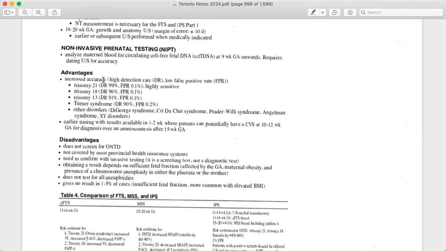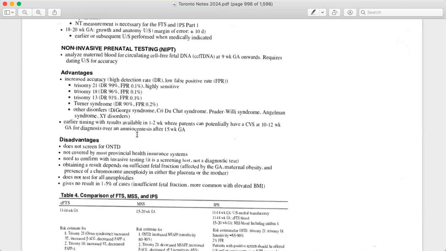And after that, you might need to do CVS as diagnostic testing, or maybe amniocentesis, as they have said, where the parents potentially have CVS at 10 to 12 weeks. And for the diagnosis over 15 weeks, you are going to do amniocentesis. So that's why they might need to go. Let's suppose they find out in the NIPT that there is some abnormality, so you can suggest that there is diagnostic testing, you can go further with that, right?